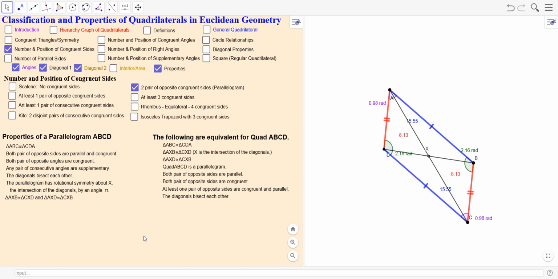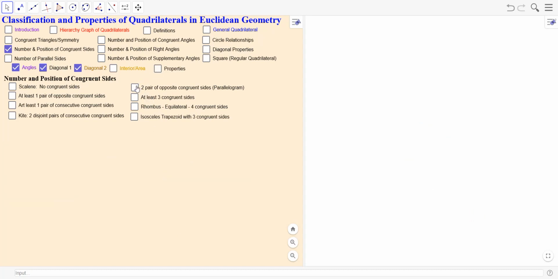Or you could say triangle AXD is congruent to triangle CXB, or that the quadrilateral is a parallelogram, or that both pairs of opposite sides are parallel, that is the definition of a parallelogram, or that both pairs of opposite sides are congruent, not the definition of a parallelogram, but one of the properties, and at least one pair of opposite sides are congruent and parallel, or the diagonals bisect each other. If you have any one of those properties, you can prove that it has all of them. And we spent some time on that earlier.